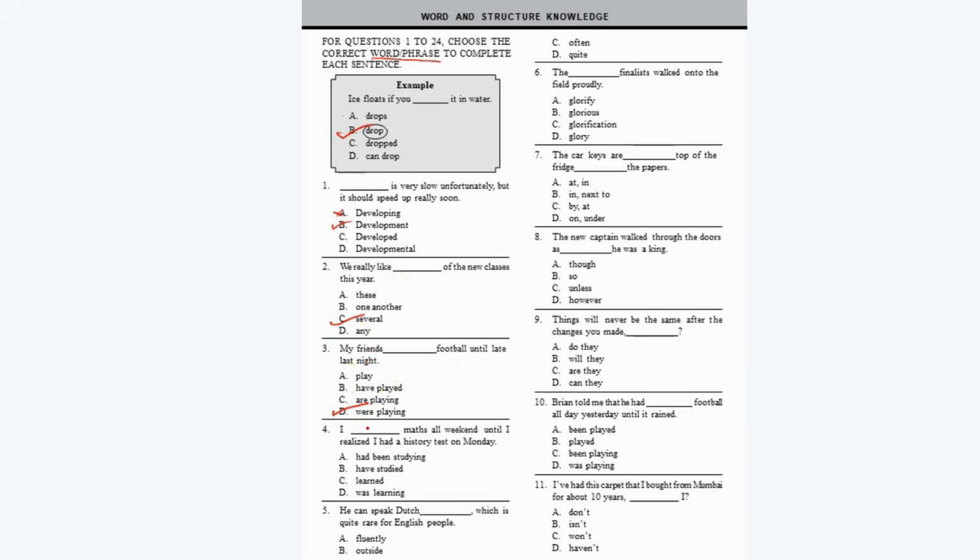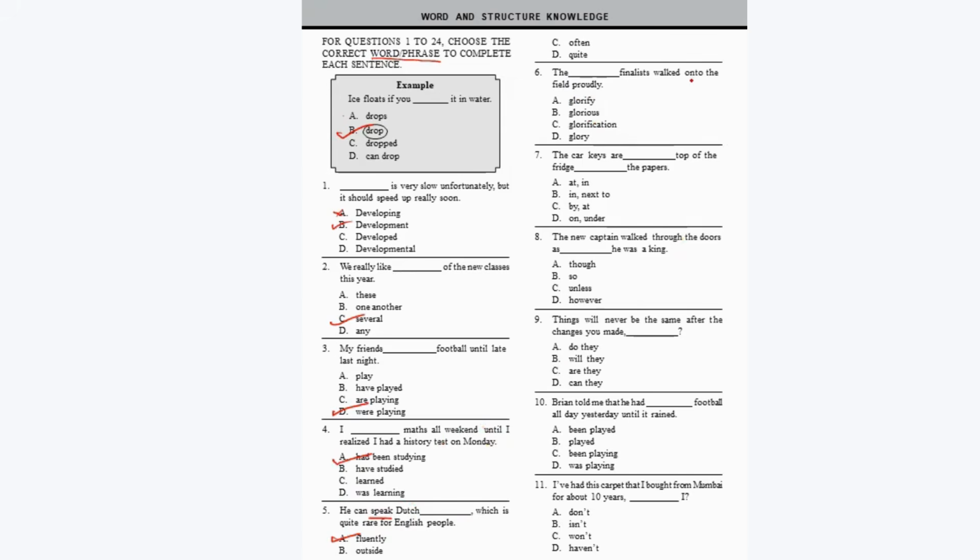"I dash maths all weekend until I realized I had a history test on Monday." So it should be: I had been studying maths all weekend until I realized I had a history test on Monday. Next, "He can speak Dutch dash, which is quite rare for English people." Here you need a word to describe this action, speak, so you need an adverb. He can speak Dutch fluently, which is quite rare for English people. So option A is your correct answer.